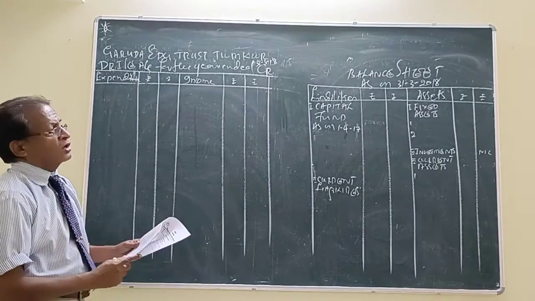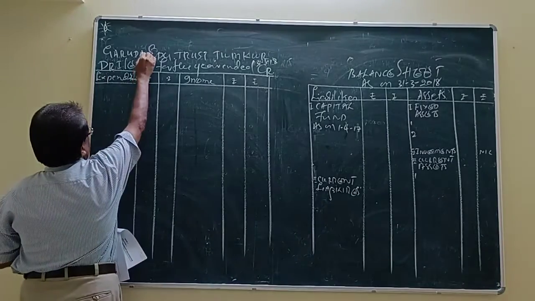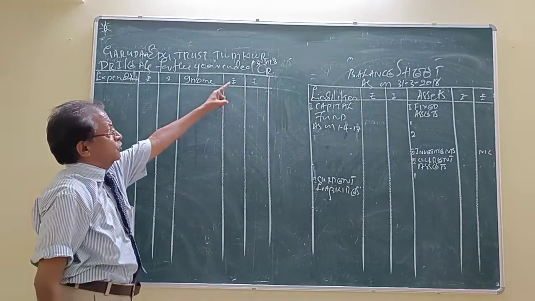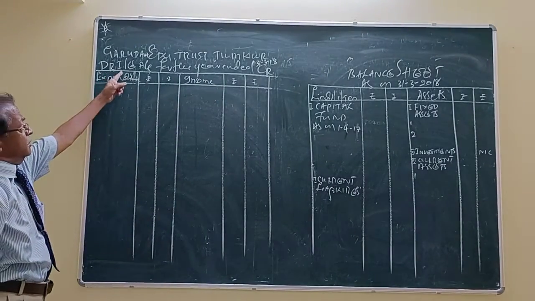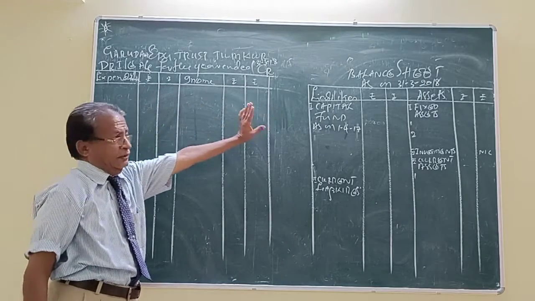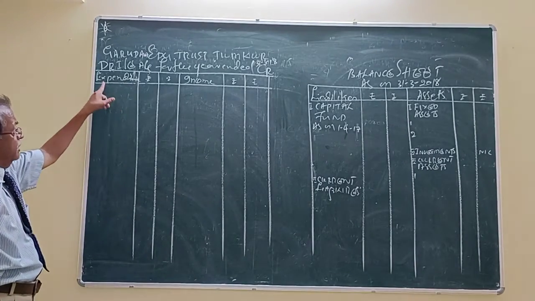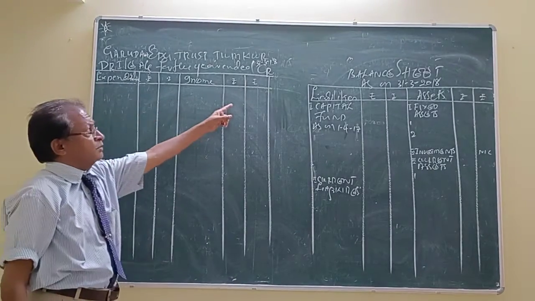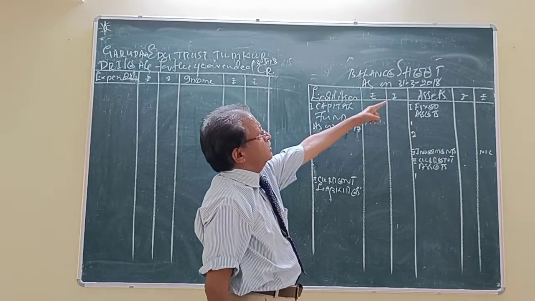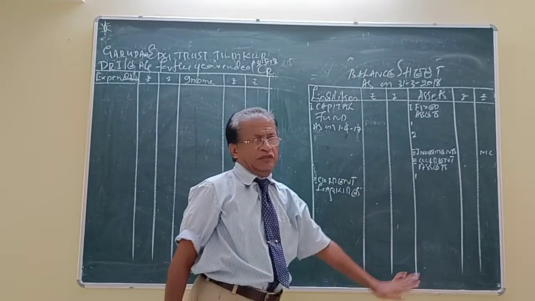Now let us draw the columns. The first one is the heading, Gurudeva Education Trust, Tumkur. Under that, the heading is income and expenditure account for the year ended 31/3/2018. Debit side, credit side. On the debit side the subheadings are expenditure, rupees, and on the credit side, income, rupees. Come to the balance sheet. Balance sheet as on 31/3/2018. Liability side, rupees. Asset side, rupees.